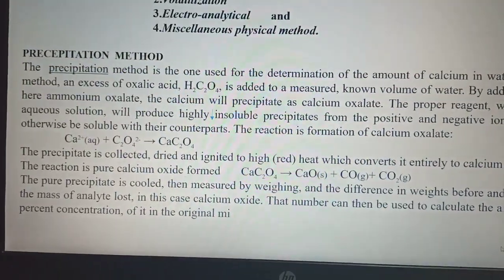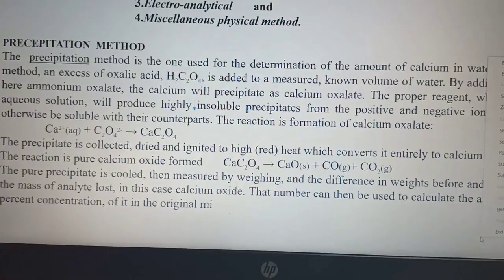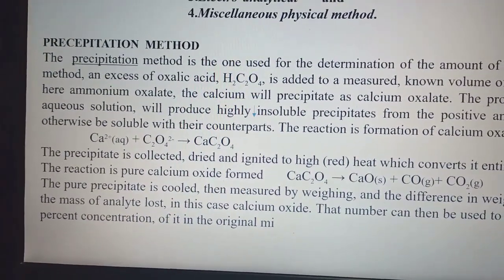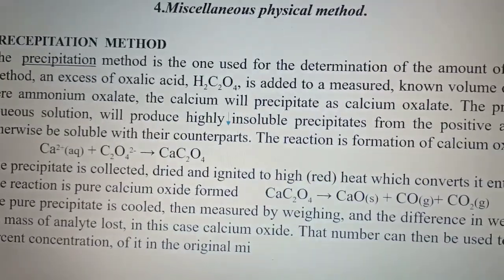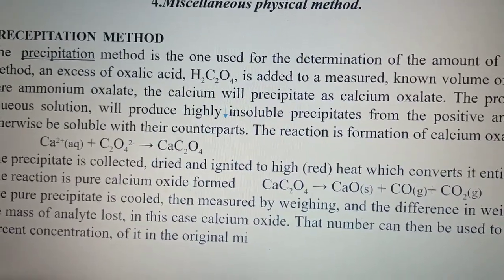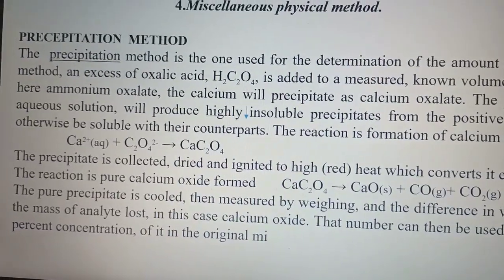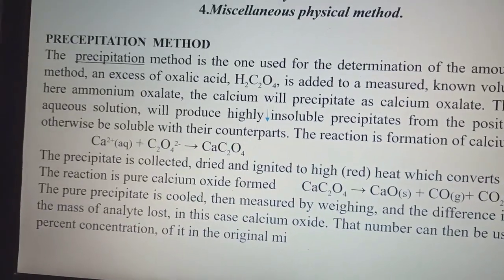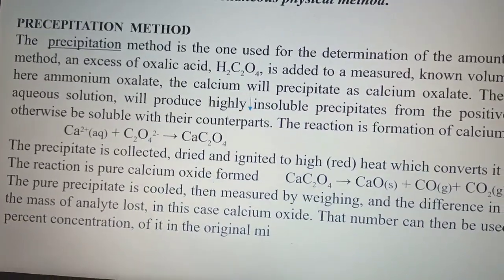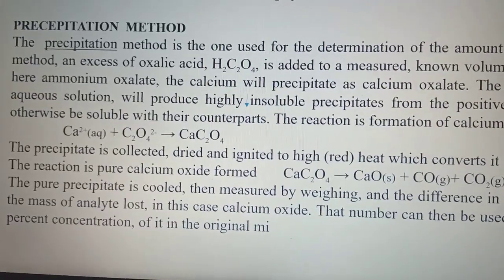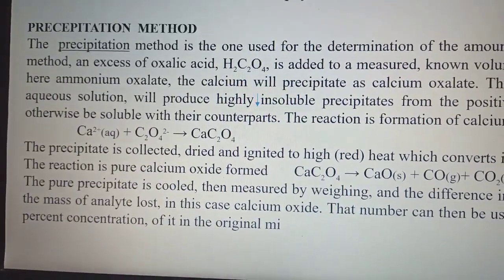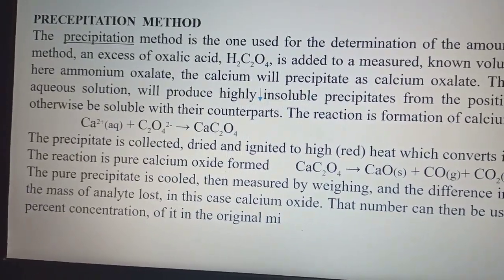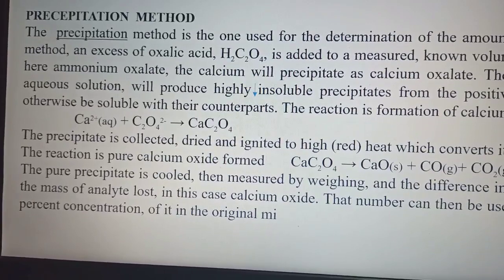Precipitation: what is the meaning of precipitation? Let us see this equation. When calcium ions are present in water and you add oxalate, they will be precipitated as calcium oxalate. How much calcium is present in that water can be estimated, and that determination is known as gravimetric estimation of calcium present in water.